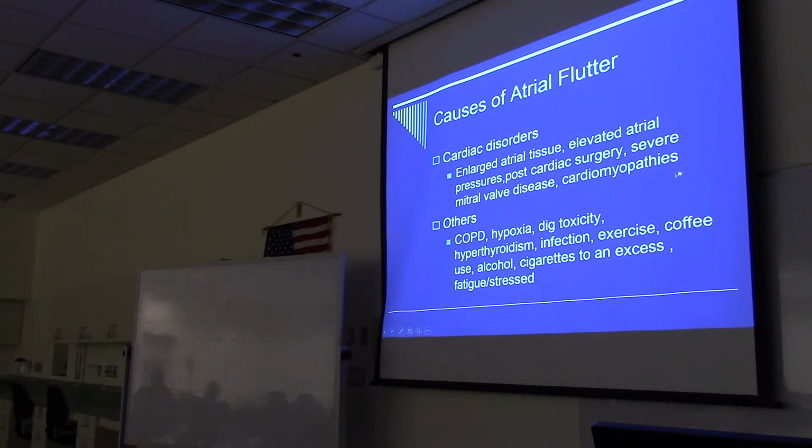Mitral valve disease, cardiomyopathies, COPD. Again, it's the lung disease leads to pulmonary hypertension, which puts a strain on the right heart. Hypoxia, this would be chronic hypoxia. You don't get atrial flutter immediately when you're hypoxic. It would be chronic hypoxia. You could get atrial flutter with exercise and coffee use, alcohol, cigarettes. So anything that stresses the heart can lead to atrial flutter.